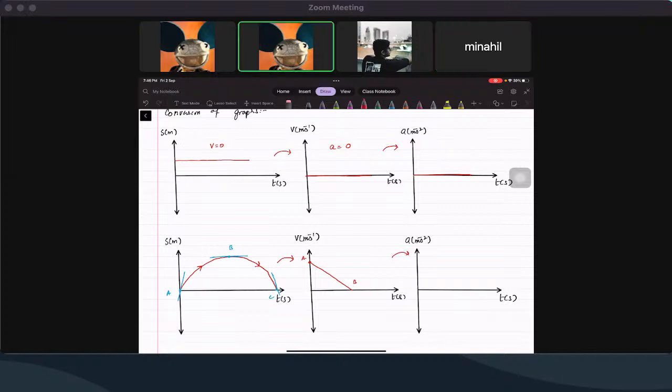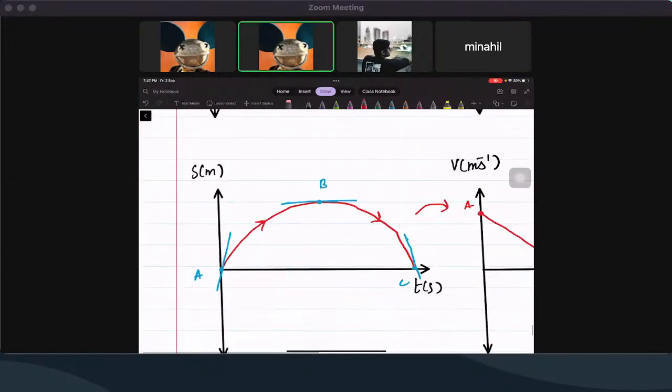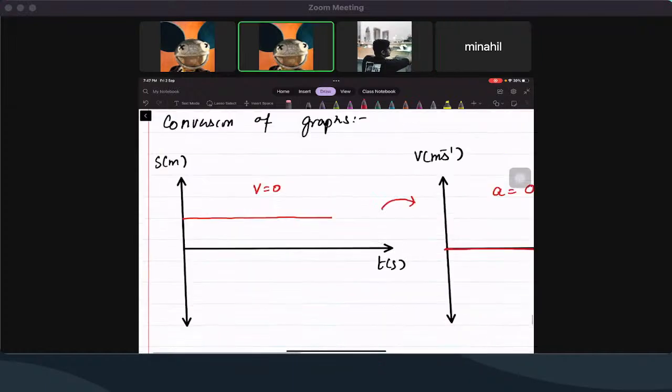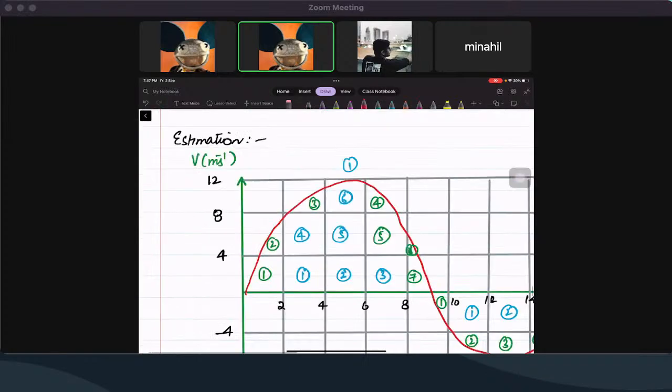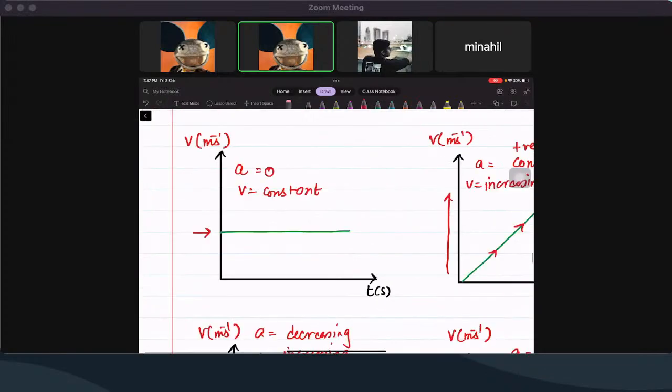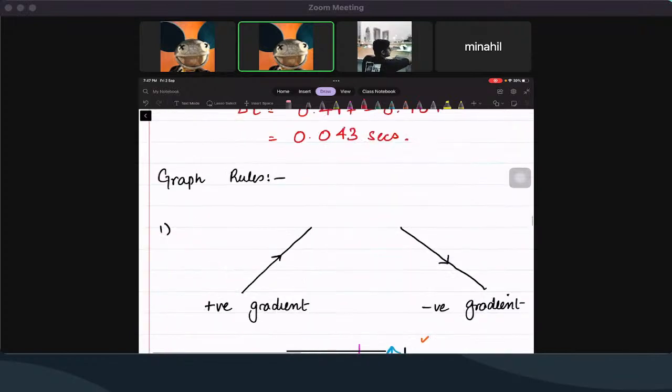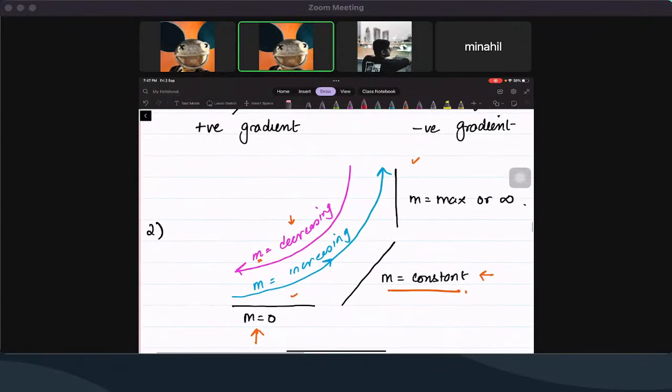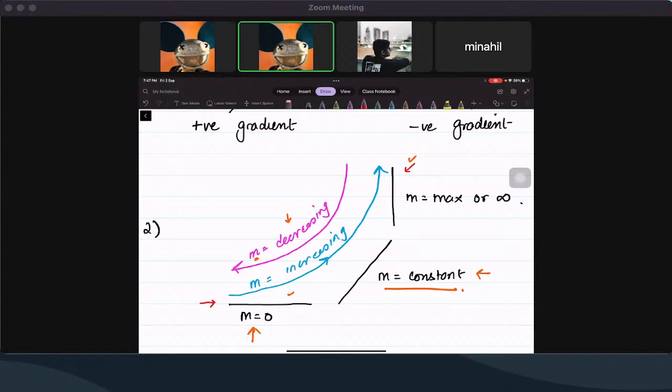Look at the tangent. At A, it is vertical, right? Almost vertical. And at B, it is a flat line. So if you go back to the rules that I've taught you, that I believe you're not looking at, when you go from a horizontal line to a vertical line, it is increasing, right? And when you go from a vertical line to a horizontal line, it is decreasing. Don't you think so?